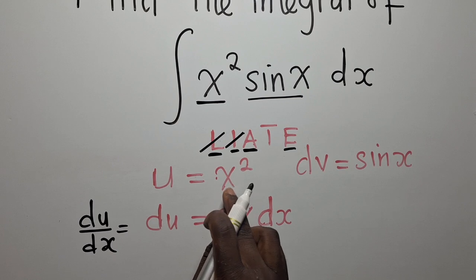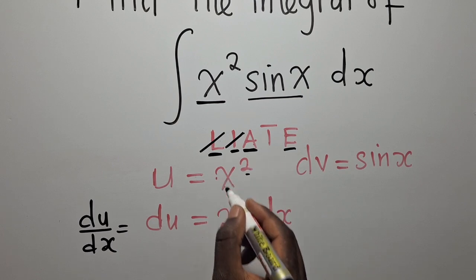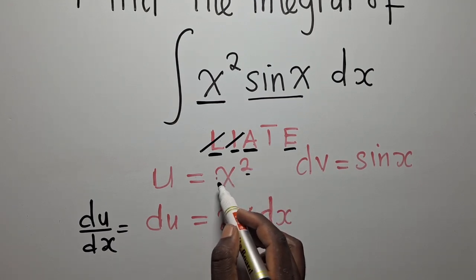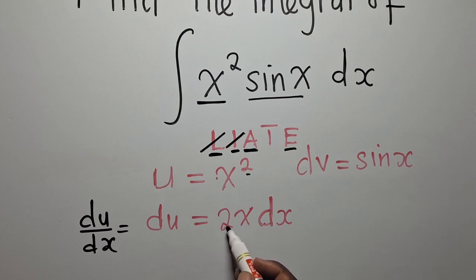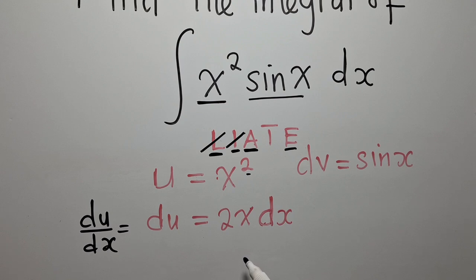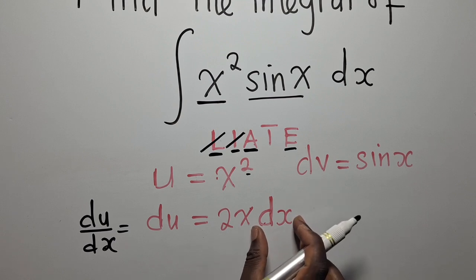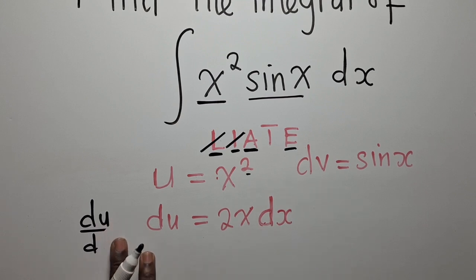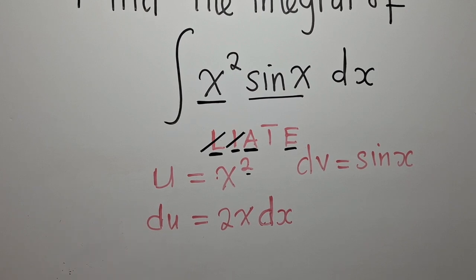You multiply the power by the number that is in front, in this case a 1. You've got a 2, and then you maintain x, and to the power you subtract 1. After you've found your du dx, you cross multiply, so you have dx on this side. That's how it's done.